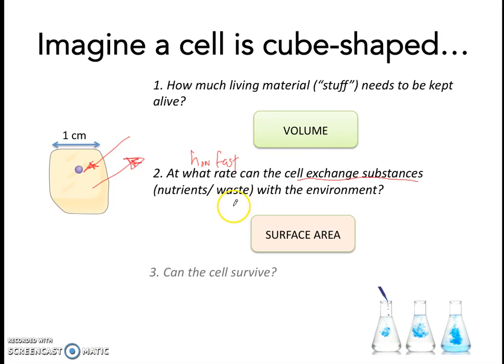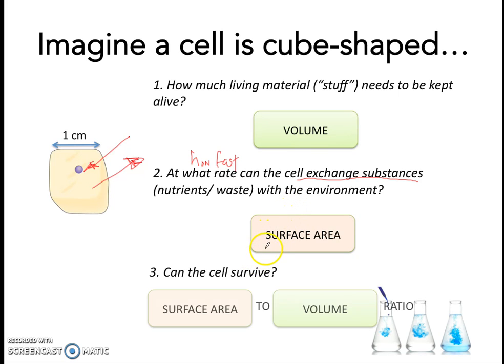Now finally, we ask the question, can the cell survive? Given its volume, given the amount of stuff inside, and given how fast it can exchange substances with the environment, can the cell survive? And for this, we look at the surface area to volume ratio. The surface area tells us how fast I can exchange substances to stay alive, and the volume tells us how much stuff there is to keep alive. The relationship between these two tells us whether the cell can survive.